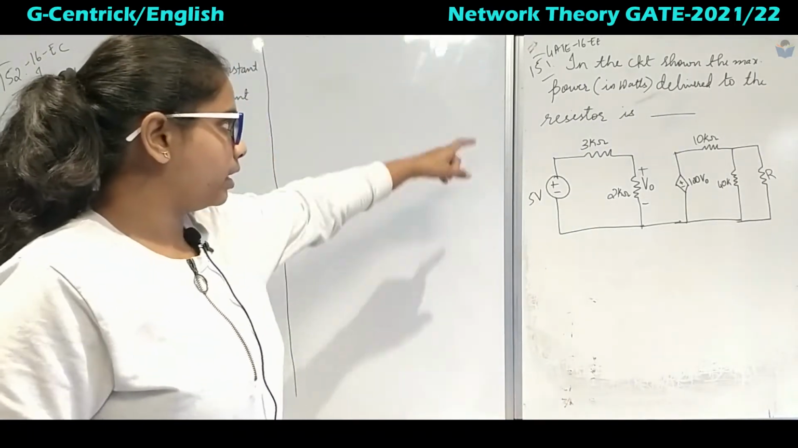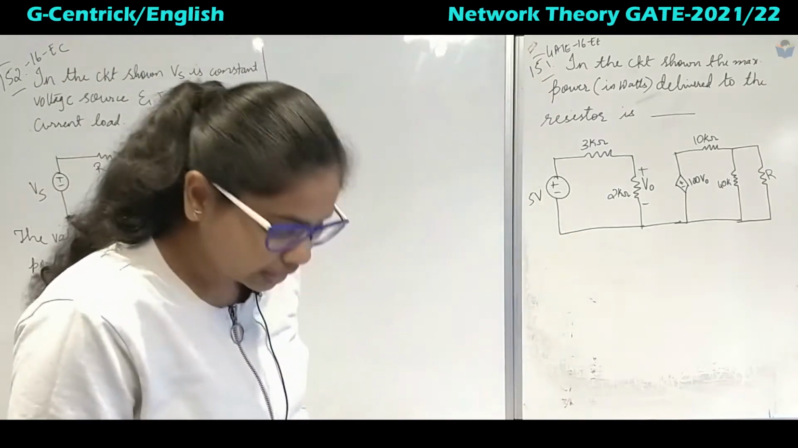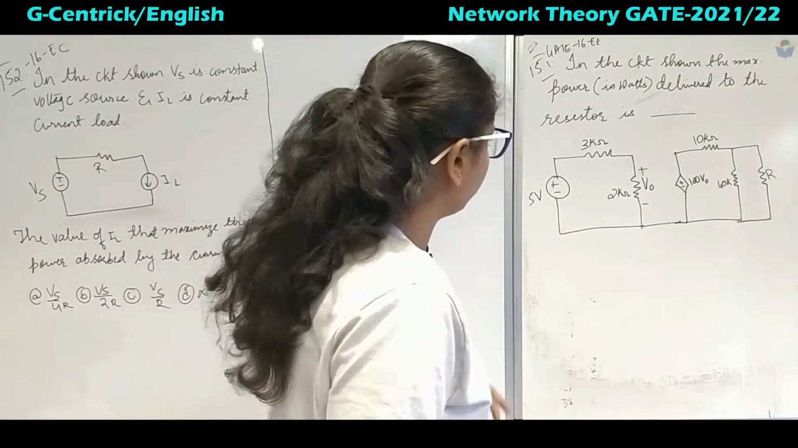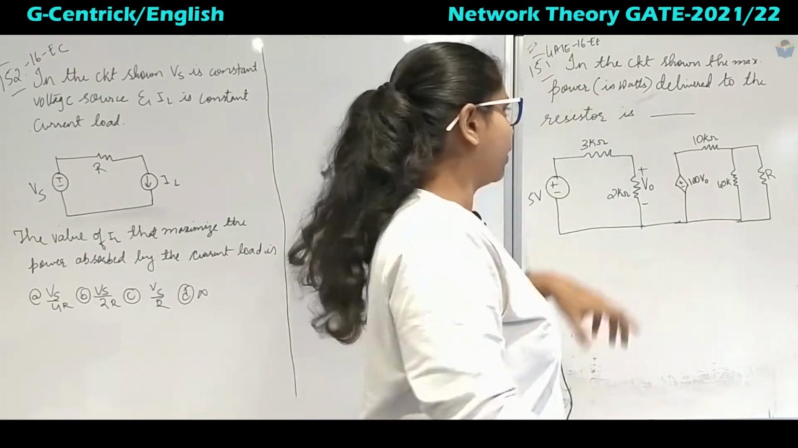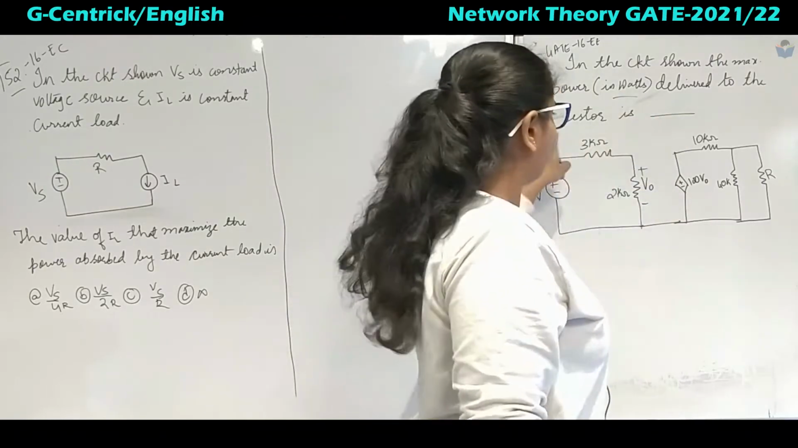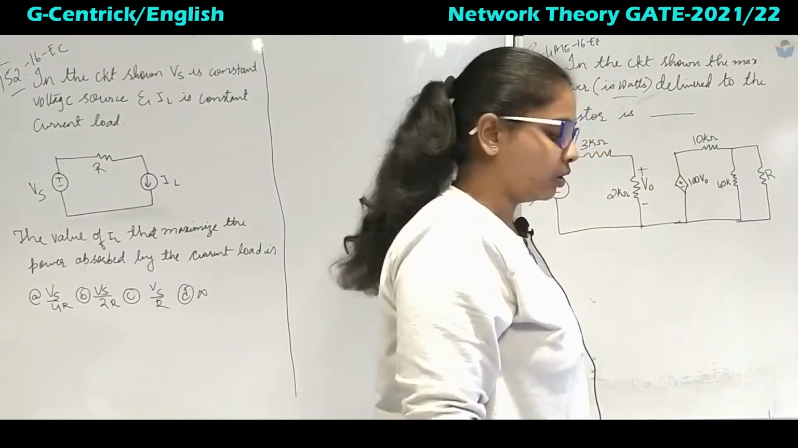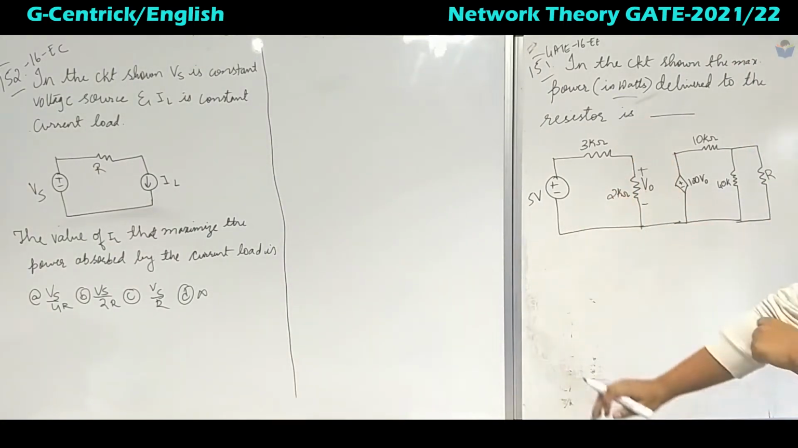So we will see question number 151 which appeared in GATE 2016 electrical branch. In the circuit shown, the maximum power, in watts, delivered to the resistor is to be calculated. They are asking the maximum power delivered to this resistor, so we have to apply the maximum power transfer theorem.